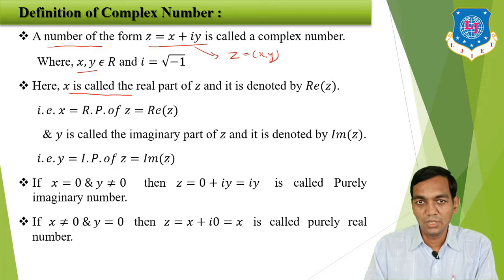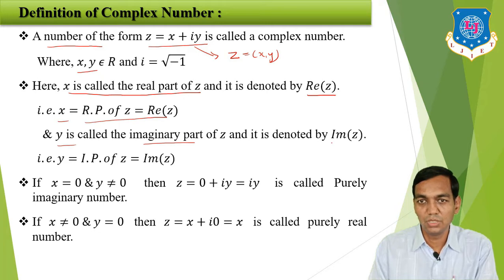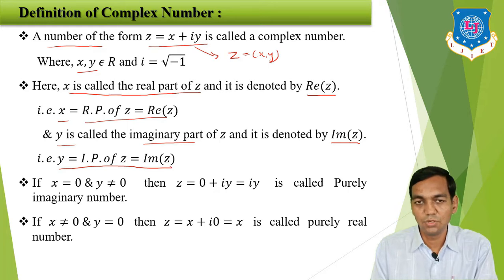x is called the real part of z and it is denoted by Re z. That means x is the real part of z, equal to Re z. And y is called the imaginary part of z, which is denoted by Im z, and you can write y is equal to Im z, the imaginary part of z. If x is 0 and y is not 0, then the given number is a purely imaginary number because you have iy. Vice versa, if x is non-zero and y is 0, then z is equal to x, which is going to be a real number. The complex number is now a real number because y is 0.